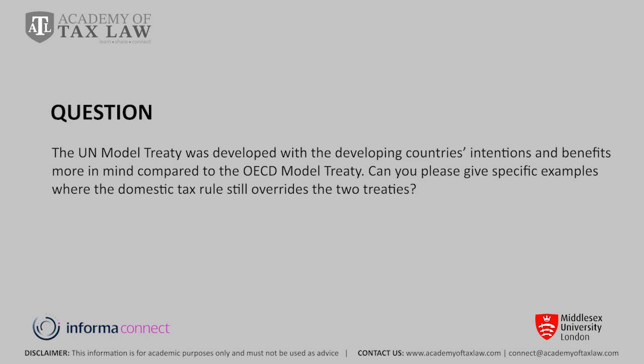Despite the international scope and intentions behind these model treaties, domestic tax rules of individual countries can and sometimes do override the provisions of tax treaties derived from either model. Here are some specific examples. So, controlled foreign corporation, CFC rules. Both the UN and OECD models do not address the specifics of CFC rules, which many countries use to combat tax avoidance through the shifting of profits to low tax jurisdictions.